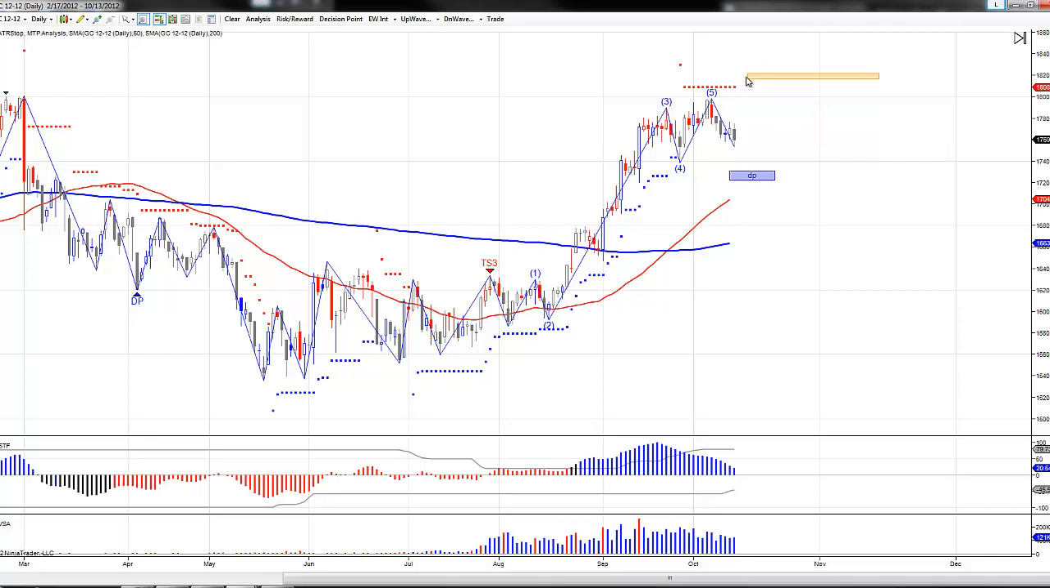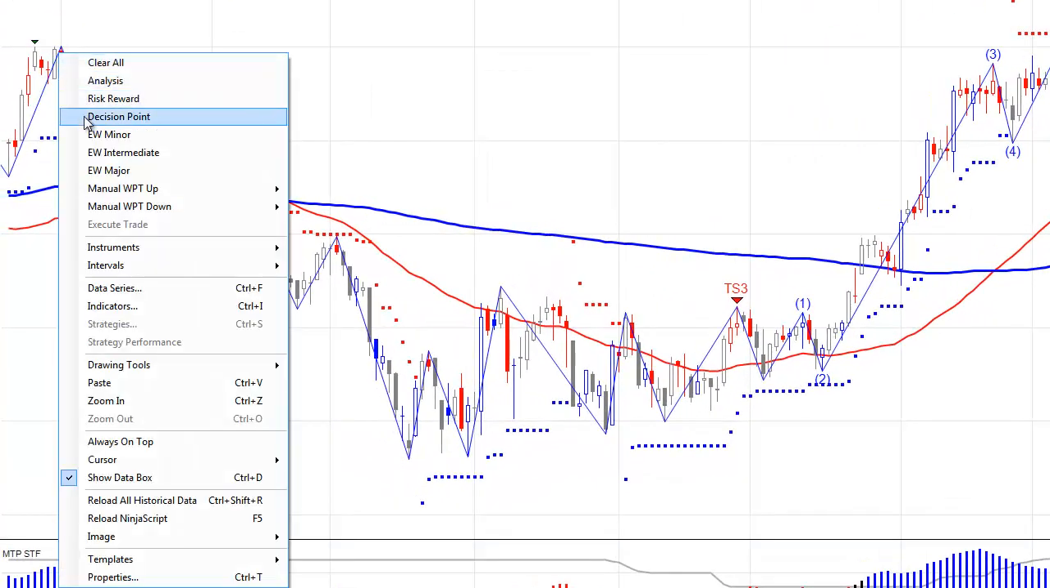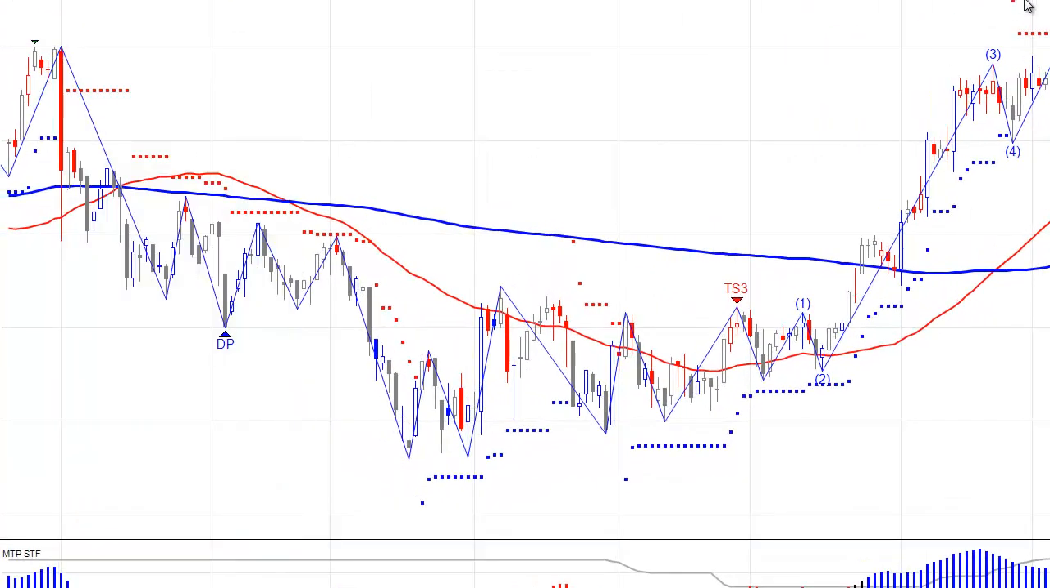The actual wave 5 target was up here. We haven't achieved that yet. Here's the last major swing high up here, and again, we haven't come into that. This was around 1835 area, major resistance there. So not sure which way this is going to go yet.